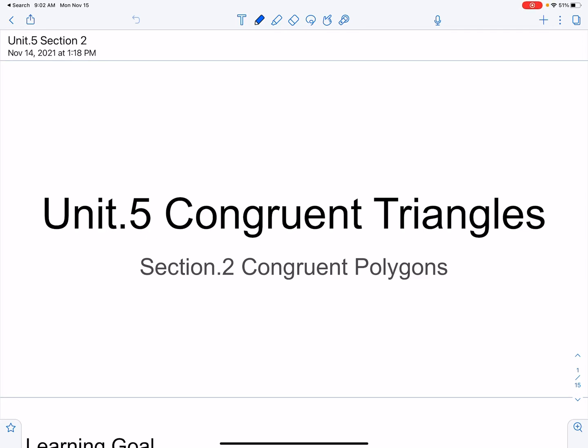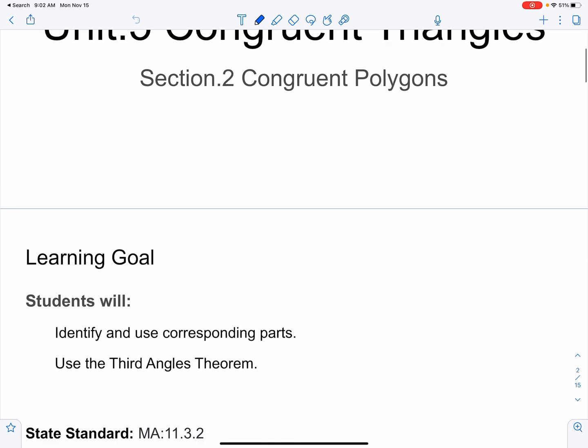All right, so this lesson is over congruent polygons. A lot of what we will learn is how to use congruent statements to mark congruent parts of figures. The congruent statement is really all we need sometimes, and you'll see that it's pretty handy.